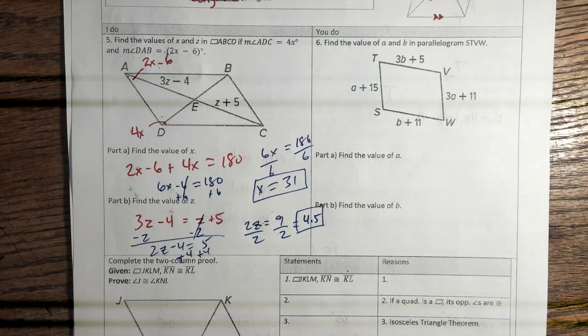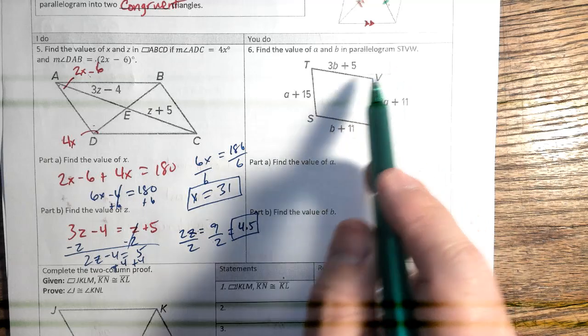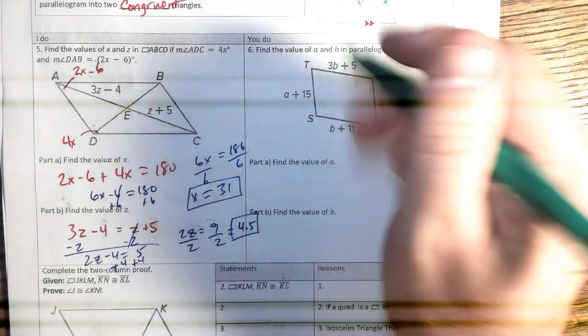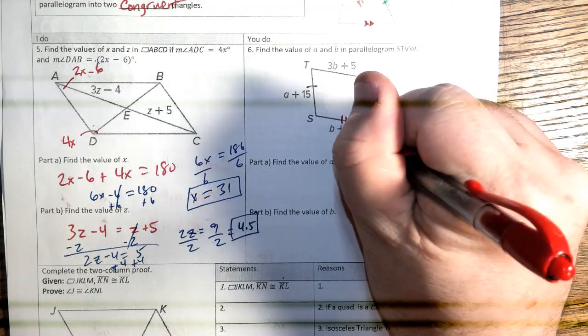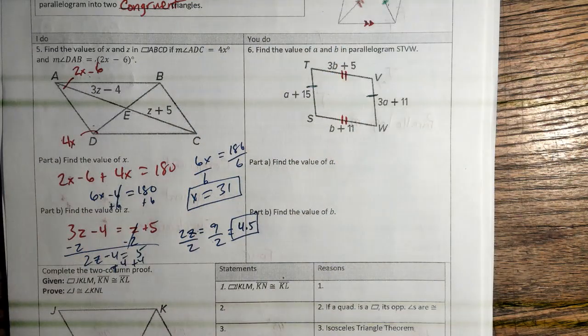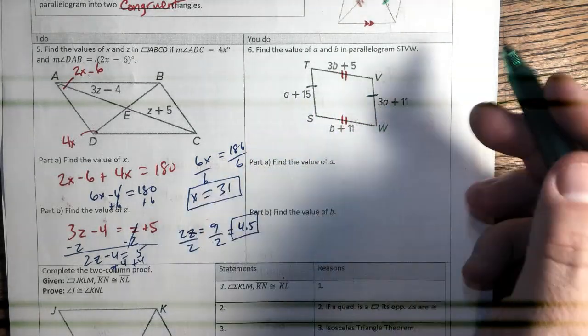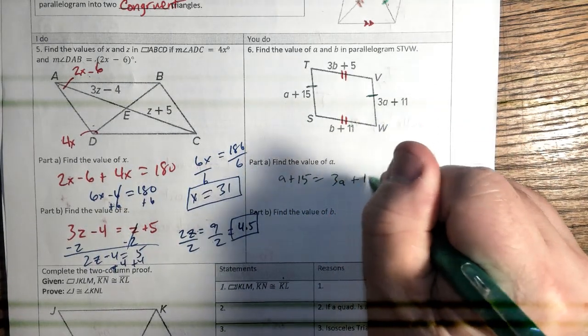Okay. All right, let's scooch over here. Change color pens again so I can keep it separate. Find the value of a and b in parallelogram STVW. Remember, opposite sides are congruent. And remember, I've told you every time we have a's and b's, we solve separately. So find the value of a: a plus 15 equals 3a plus 11.